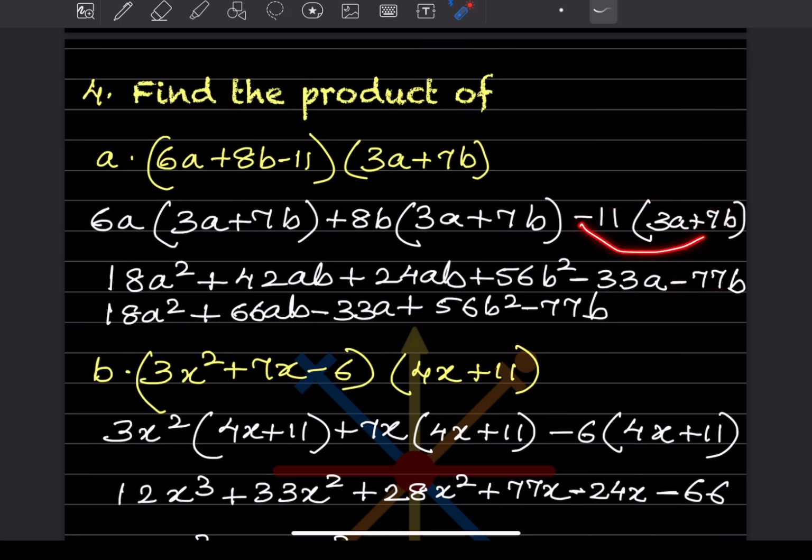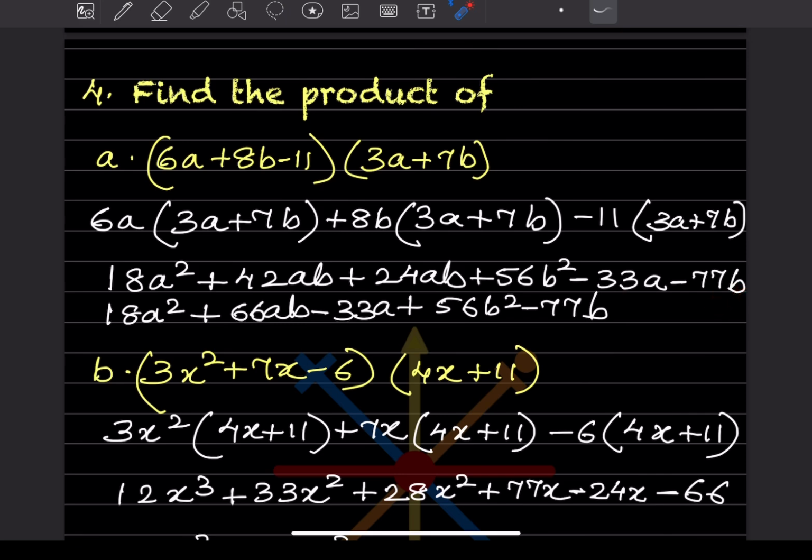So this step is important again. Now we'll bring the like terms together. This we will write as it is. This is ab, this is ab, so that is going to be 42ab plus 24ab, that is going to be 66ab. Now this one is alone, so this is the same. This is also the same, only one time, and this doesn't have any like terms.